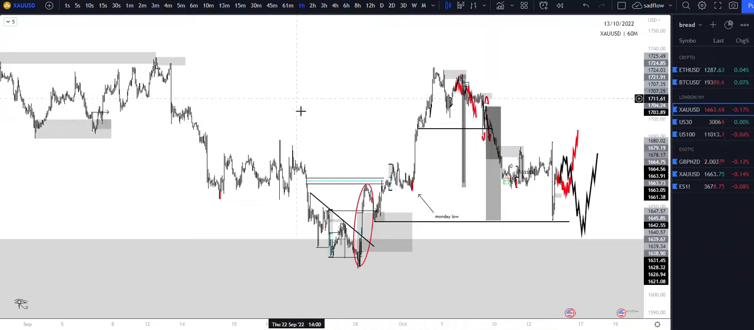XAU will be posted, as well as Bitcoin and ETH. I did post that earlier.